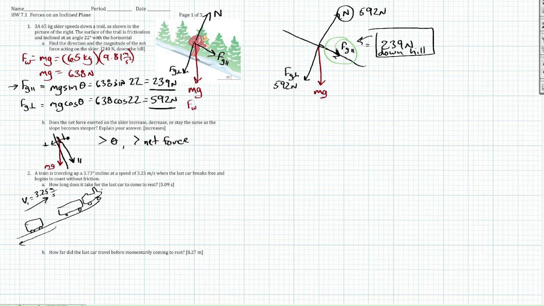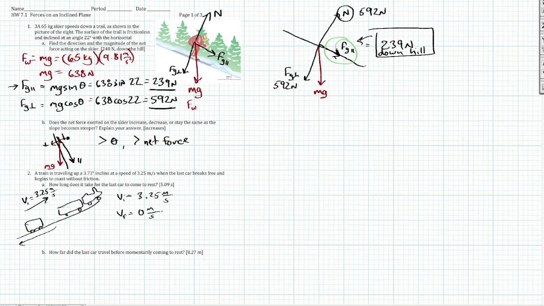The question is, how long does it take for the last car to come to rest? Now, the initial velocity is 3.25 meters per second. If it's coming to rest, well, we know that means that the final velocity, VF, is 0 meters per second.